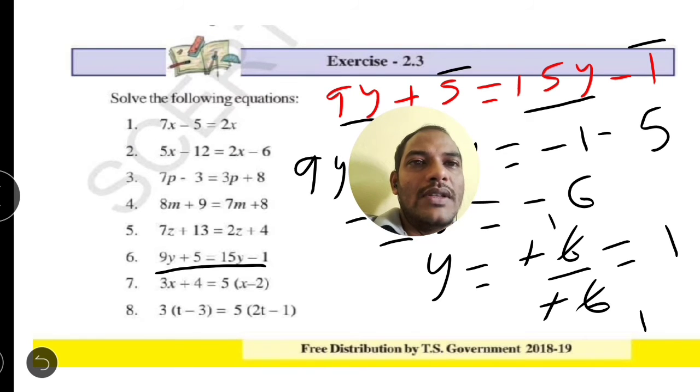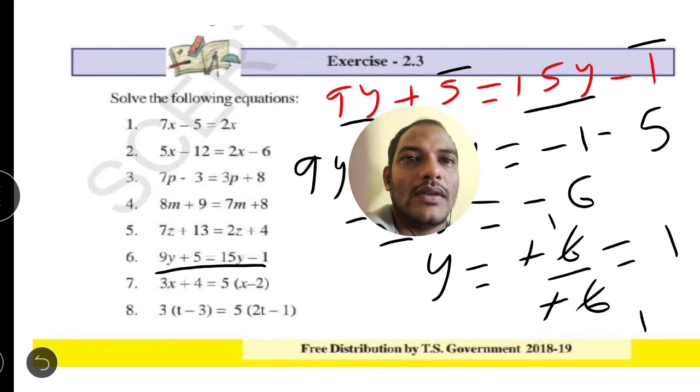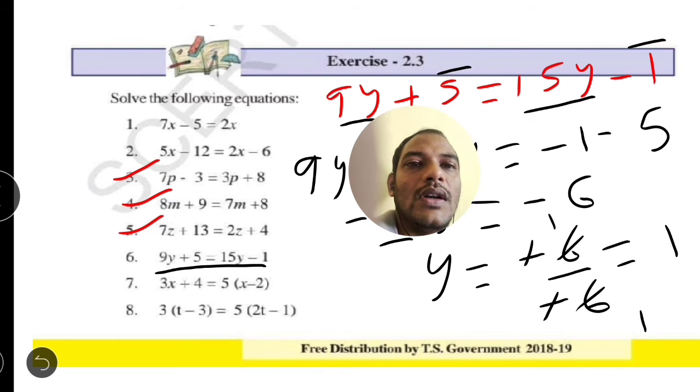So now I am giving some problems for homework. First problem, second problem already explained. So I am giving the homework for the third problem, fourth problem, and fifth problem. So third, fourth, fifth, 3 problems for homework. So next coming to the seventh problem now.